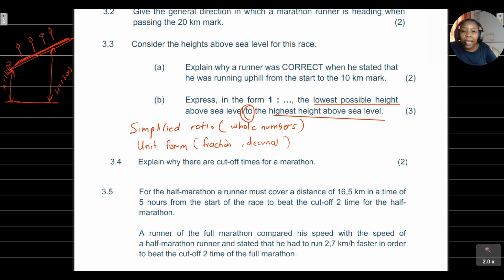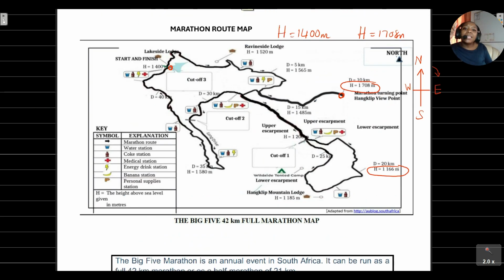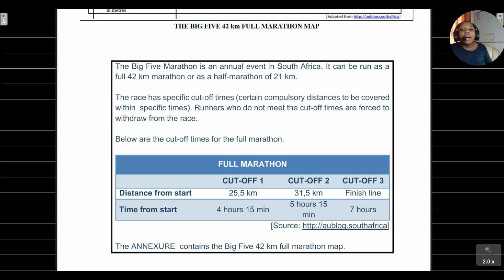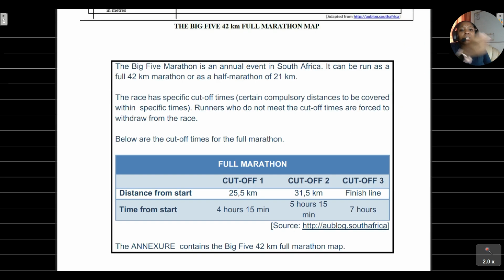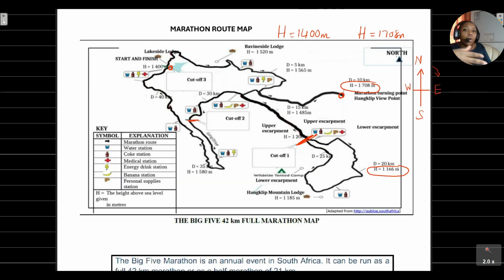Question 3.4. Explain why there are cut-off times for a marathon. If you're given a question where you just need to give your own opinion based on what's happening there, just try to give an answer that is reasonable. Why would they give cut-off times, that at 4 hours and 15 minutes, if you're not at cut-off number 1, then you can't continue with the race? If you're not at cut-off 2 in 5 hours 15 minutes, we're going to cut you off. If you're not at the finish line in 7 hours after starting the race, why would they do that?